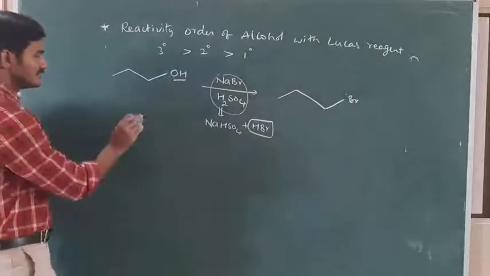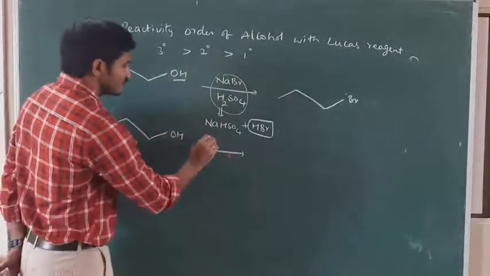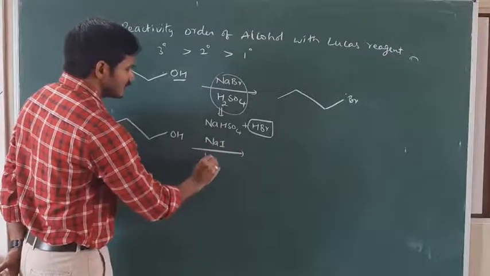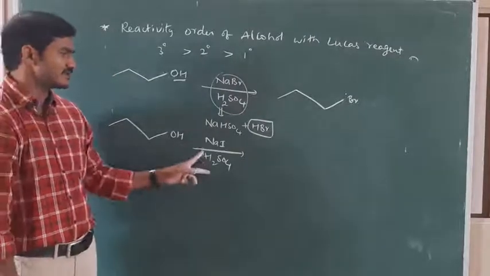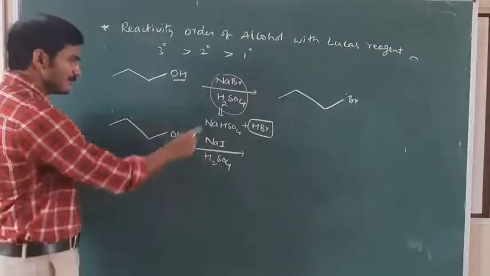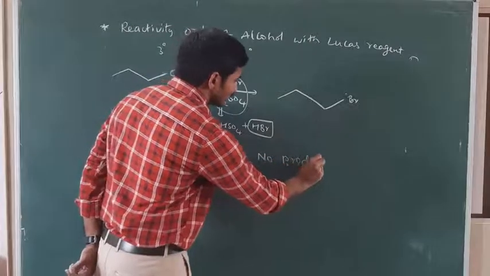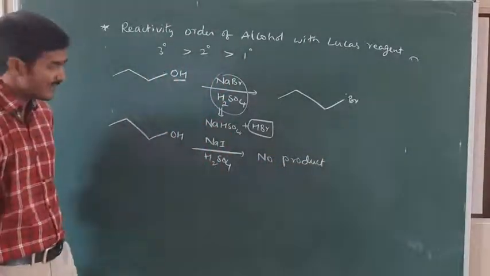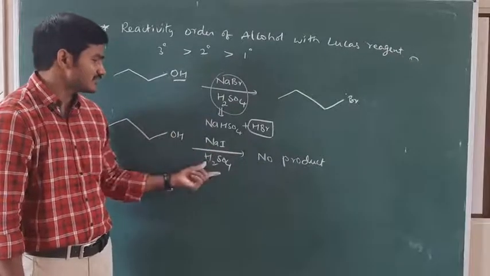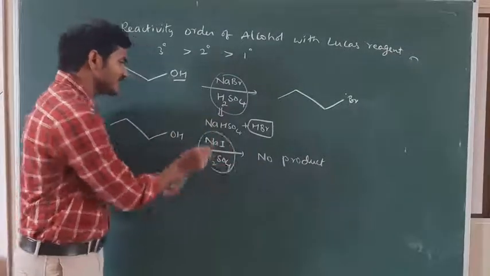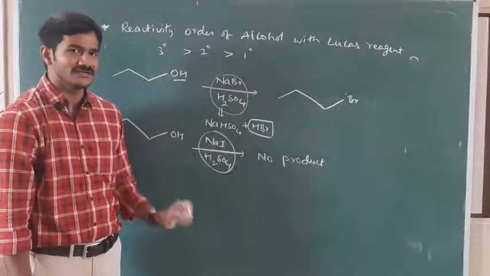Okay, similarly, if I take the alcohols with sodium iodide and H2SO4, you observe this. If I take NaI and H2SO4, these two combined together cannot form any product here. No product is formed. Why can H2SO4 not be taken along with NaI to form the iodoalkanes? It is given in the textbook, a very important question.